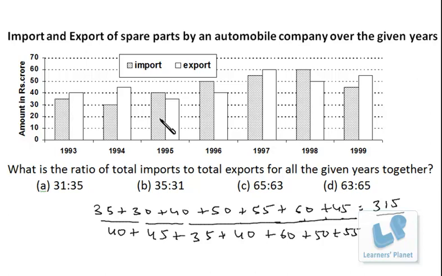Similarly, in the case of exports also you can directly add. That is 40 plus 40, 80, 80 plus 30, 110, 110 plus 40 is 150, 150 plus 60 is 210, then 260, then 260 plus 50, that is 310. Then in these three cases we have 5s extra, so 10 plus 15 is 325, right? So this is the total of imports, this is the total of exports, right?